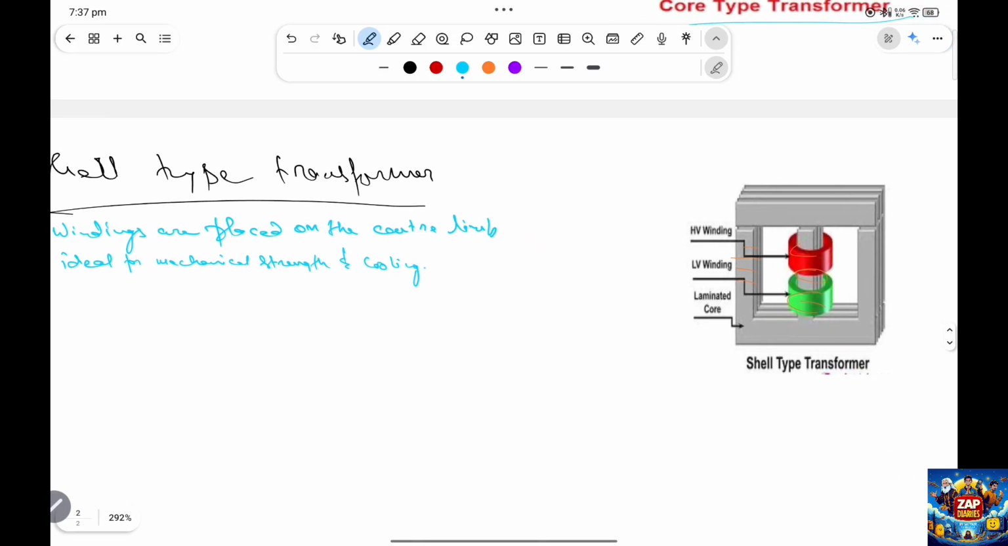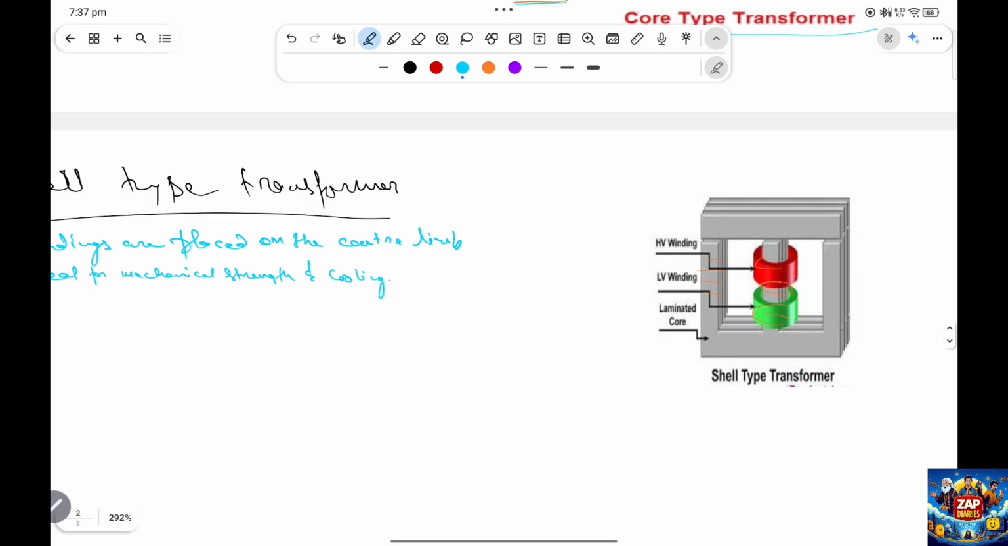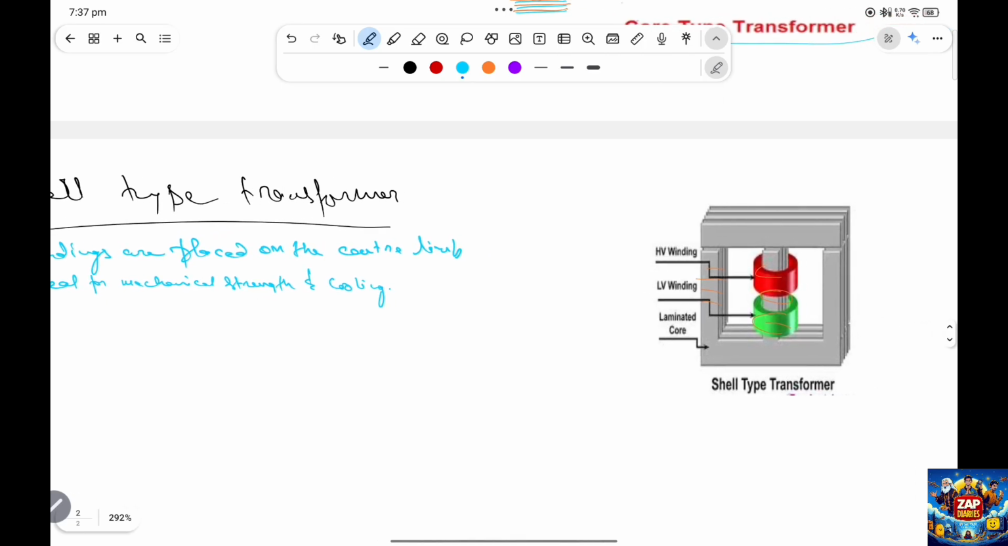So the application of this transformer will be in those conditions in which we have a heavy load on the transformer, and we need more frequent and more efficient cooling. So these transformers handle good mechanical strength, as well as we have these air gaps for good cooling.